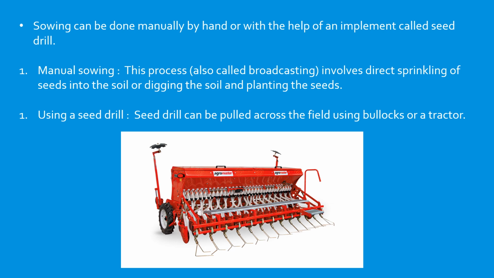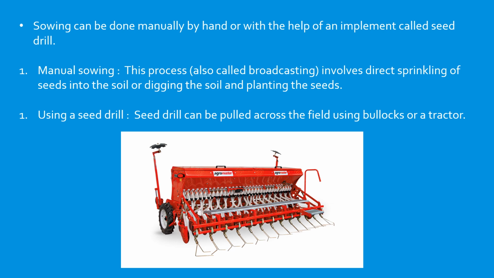Manual sowing, also known as broadcasting, involves direct sprinkling of seeds into the soil. They just stand and sprinkle like that. Seeds sown in this manner are distributed unevenly, and there will be overcrowding, because we are just throwing them without seeing whether they are near or far. This method may not ensure that all seeds are kept at the correct depth.